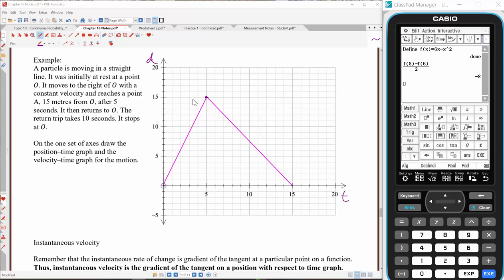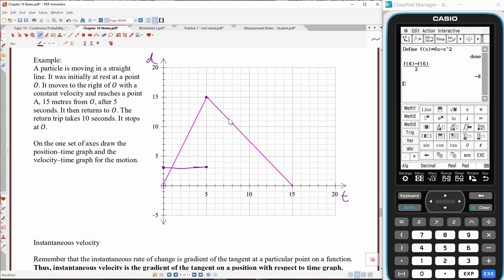Well, remember, velocity is the change in position with respect to time. So position changes by 15 in 5 seconds. That means it's got a velocity of 3. So here's 1, here's 2, here's 3. And notice that this value, the velocity, is going to be constant, because that's what happens here. We've got a constant velocity. The gradient anywhere along this line is going to be 3 all the way along it. So we say that the velocity is 3 all the way along here to here.